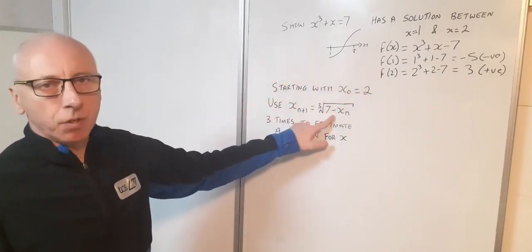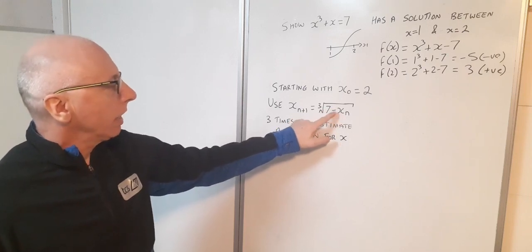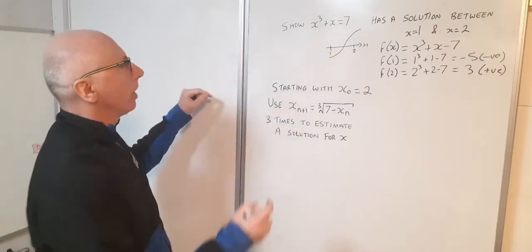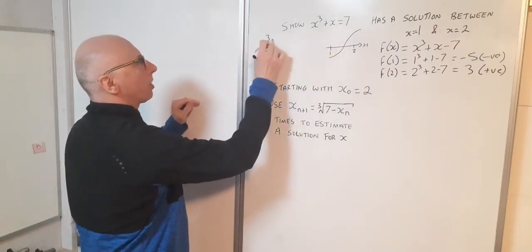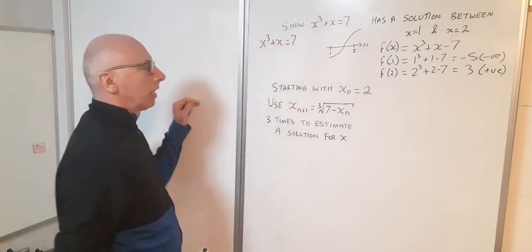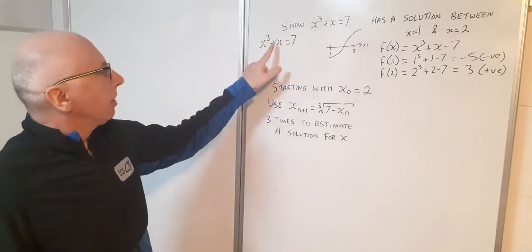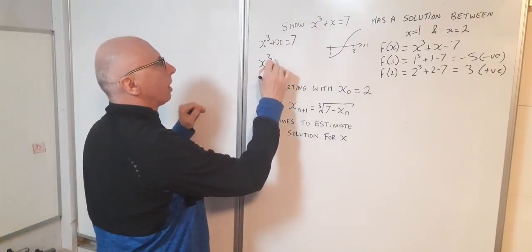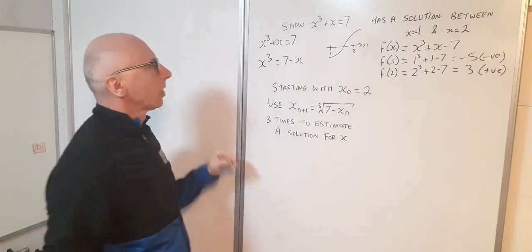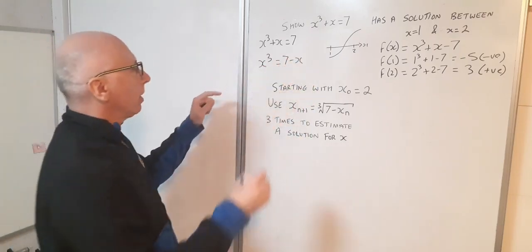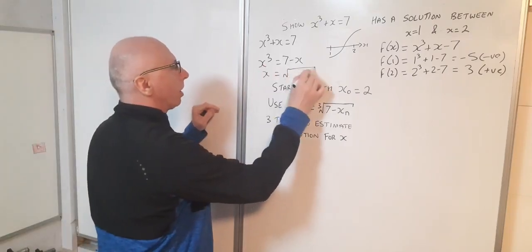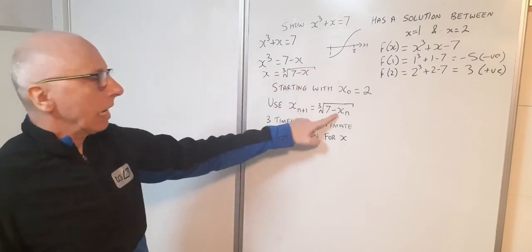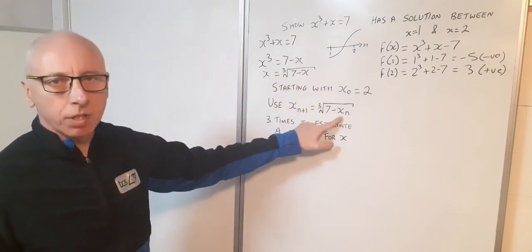Then we've got this iterative formula. So this iterative formula is not just pulled out of thin air. We use the actual equation first to do it. So if I take this here, x cubed plus x equals 7. Now let's get this x over this side. So x cubed equals 7 minus x. And then take the cube root of both sides. So then x equals cube root of 7 minus x. So then you'll notice that looks very similar, but in iterative terms.